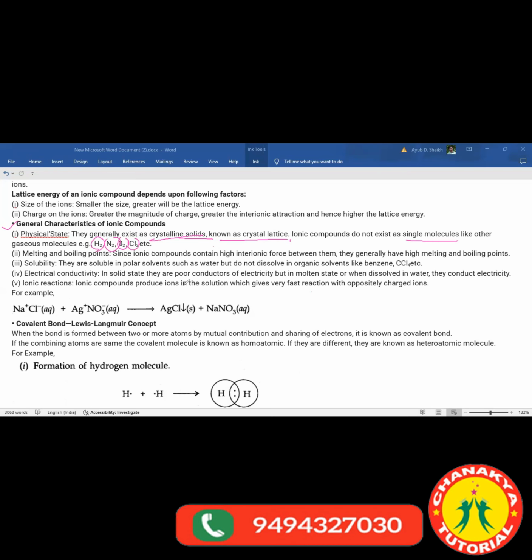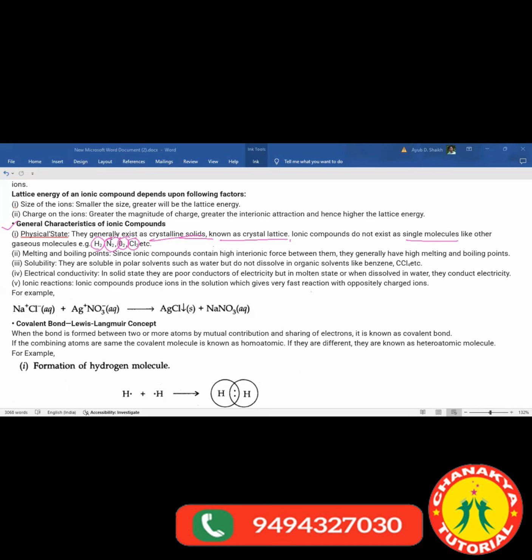Understand? Why did they mention "generally exists"? Because there may be certain exceptions always. Chemistry is not without exceptions, and hence it is quite difficult compared to other subjects, because in chemistry there are a lot of exceptions.